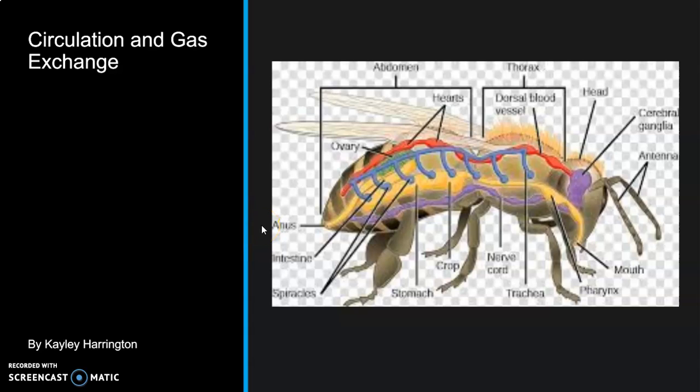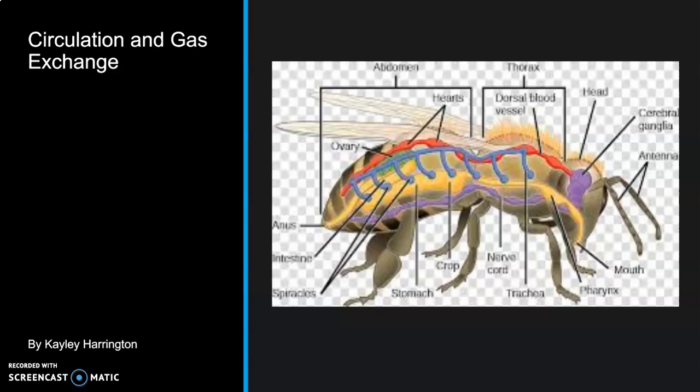This is the anatomy of it. You can see the abdomen. I'll read some of it to you. You have the heart, the thorax. The most important part for circulation is right here, the hearts. You have the stomach, the anus right here, obviously the antennas, and that's obviously the head.